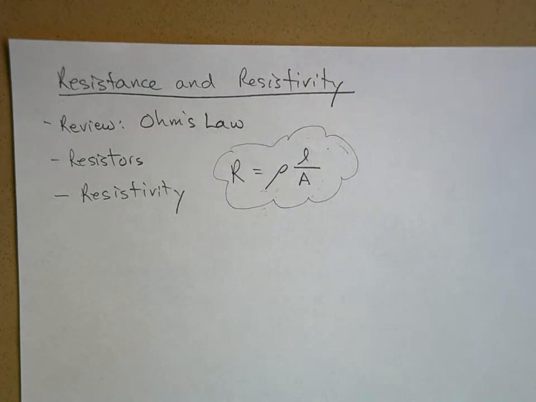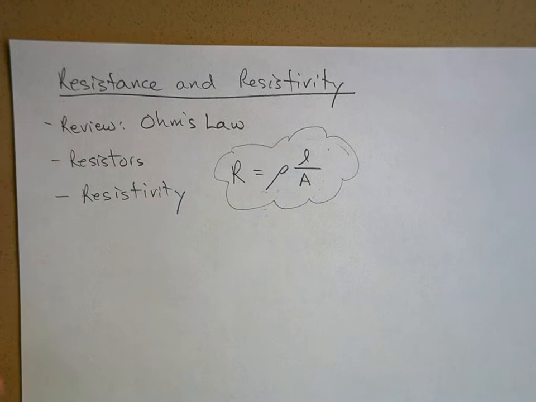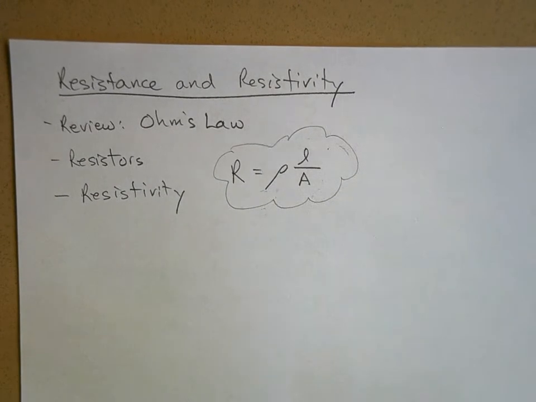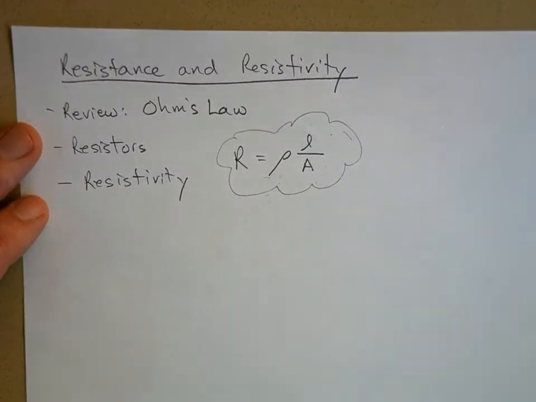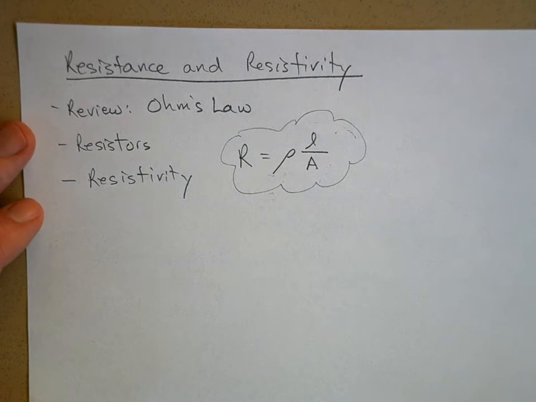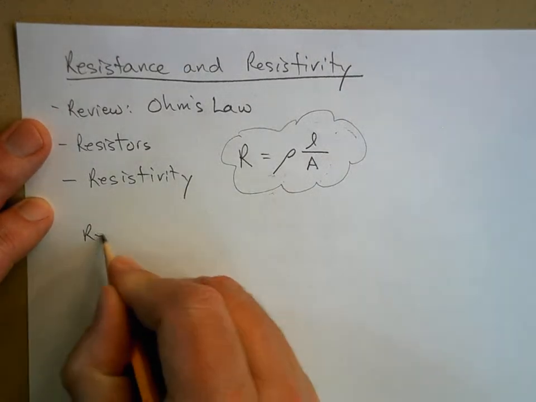That's what we're going to get to by the end. But first we're going to review Ohm's Law and then talk about resistors in a DC circuit, and then we'll talk about resistivity. All right. So we did this last time. We derived Ohm's Law. And so let's review it, though.